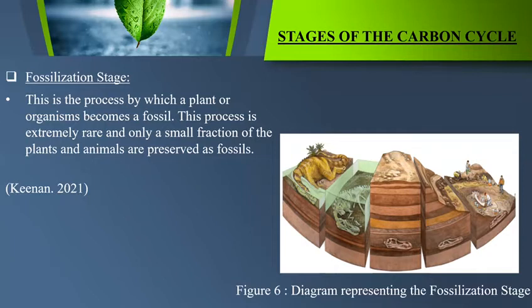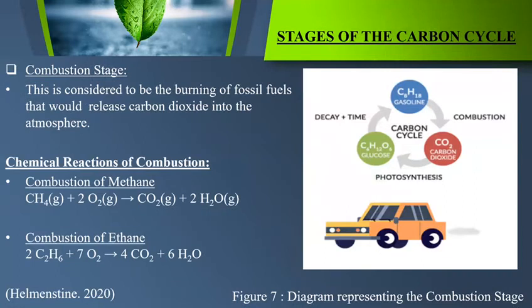Lastly, we have the combustion stage, and this involves the burning of fossil fuels that releases carbon dioxide that is stored in the atmosphere. For example, the burning of wood or coal to heat your home and petrol or diesel to run your car would affect the carbon cycle, which would give rise to greenhouse gases such as methane, sulfur dioxide, and chlorofluorocarbons.